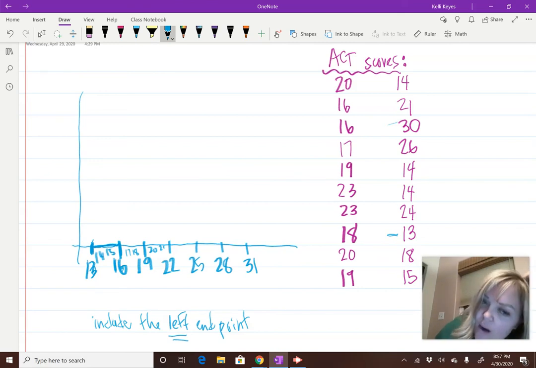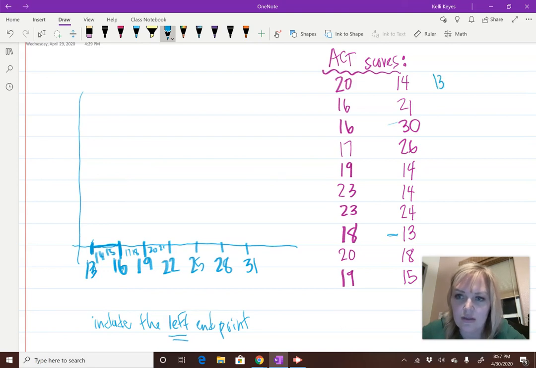Now the y-axis is just the frequency. It's just how many there are. To be smart, I'm going to organize my data. 13 to 15 is really the interval here. How many do I have from 13 to 15? I got 1, 2, 3, 4, 5. I'll know if these don't add up to 20, I missed something.